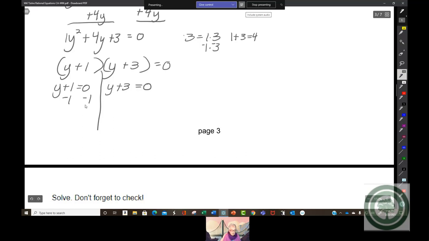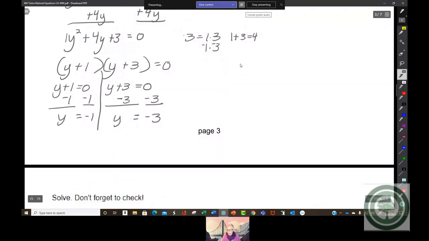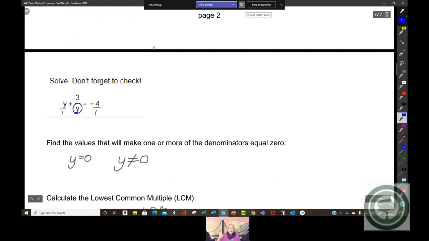Minus 1, minus 1. y equals negative 1. Minus 3, minus 3. y equals negative 3. Are either of these that number? No. So what I'll do is I will put both of them in the answer box. And these are the basic steps you'll go through every time you solve a rational equation.